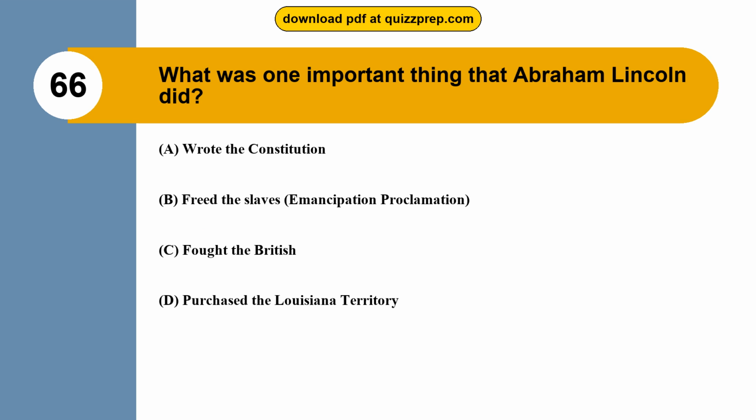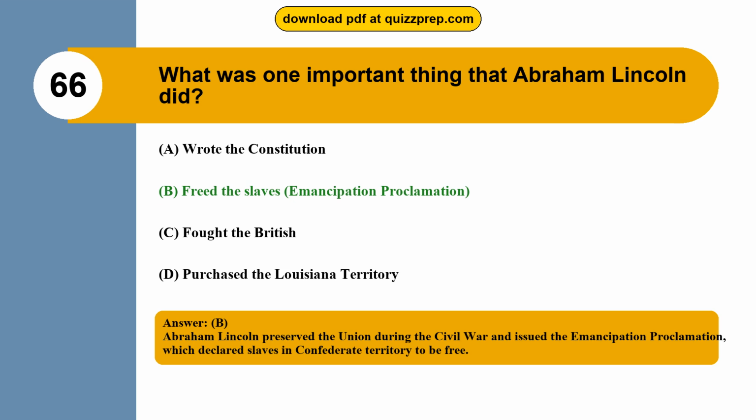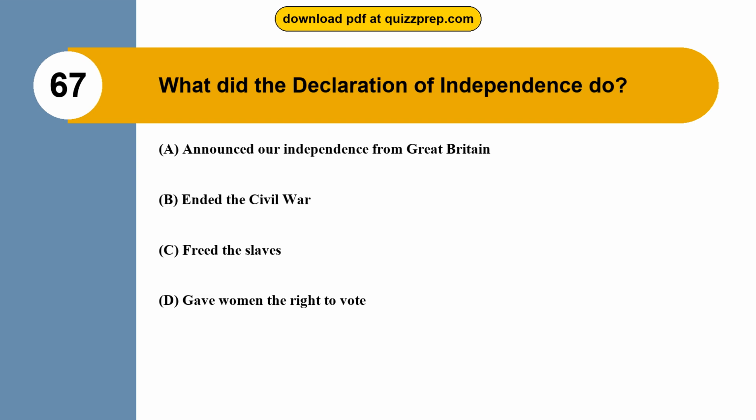Question 66. What was one important thing that Abraham Lincoln did? Option A, wrote the Constitution. Option B, freed the slaves, Emancipation Proclamation. Option C, fought the British. Option D, purchased the Louisiana Territory. The correct answer is option B, freed the slaves, Emancipation Proclamation. Abraham Lincoln preserved the Union during the Civil War and issued the Emancipation Proclamation, which declared slaves in Confederate territory to be free.